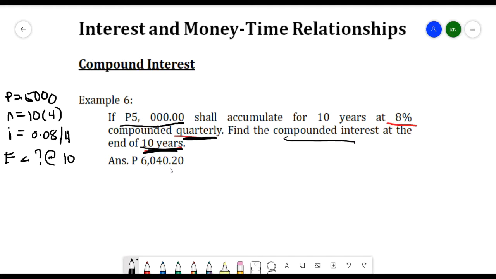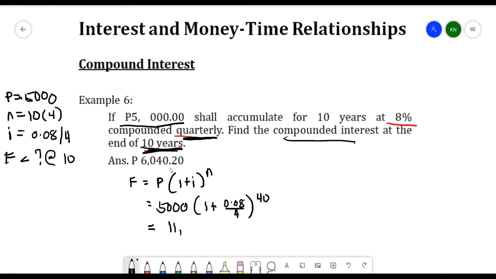In order for us to solve this one, we have F is equivalent to P times 1 plus I raised to N. So P is 5,000 and 1 plus I. Our I is 0.08 divided by 4, raised to 40 as our N. So we have F is equivalent to 11,040 pesos and 20 cents.